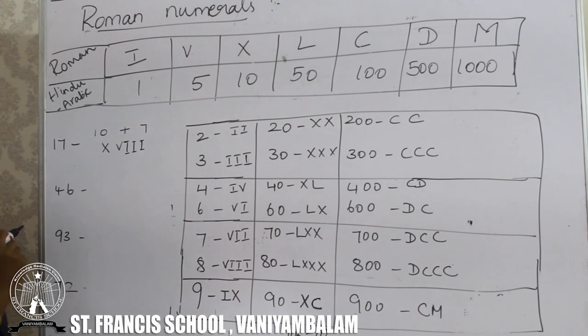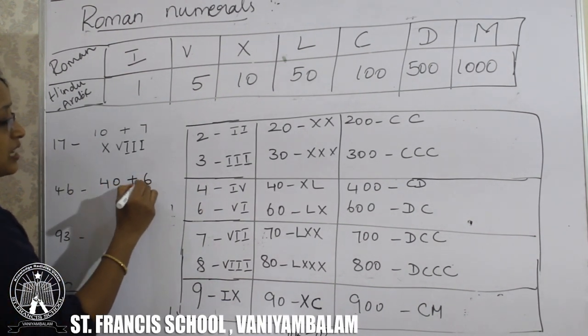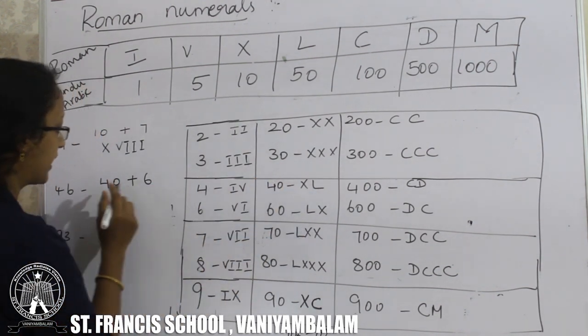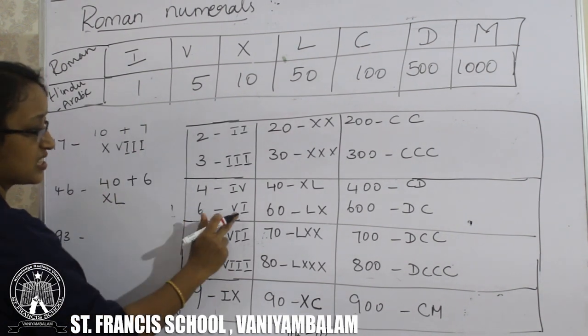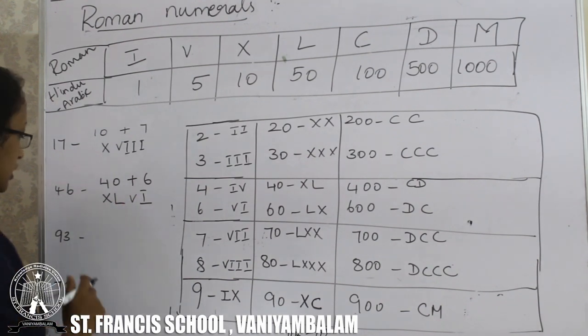Next, 46. So, 46, how can you split? 40 plus 6. So, 40. What is your 40? XL. Write it. Next, 6. What is your 6? VI. So, we got the 46.